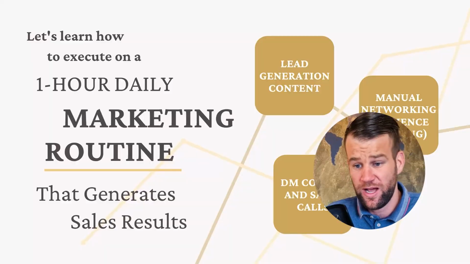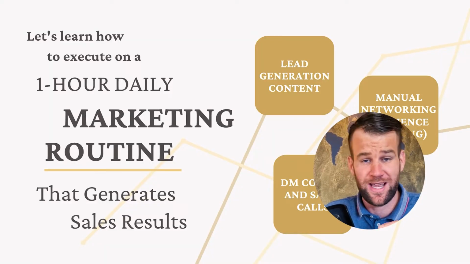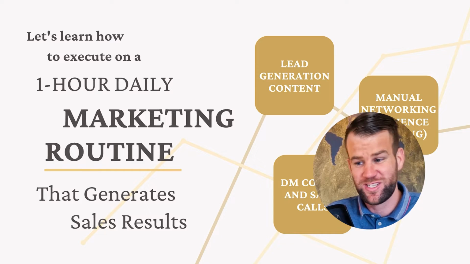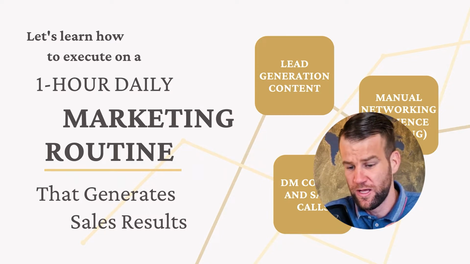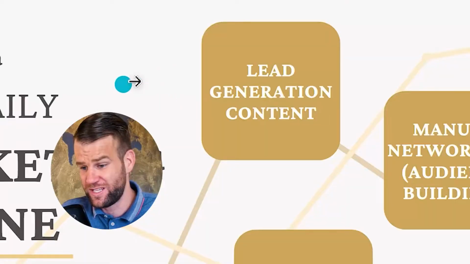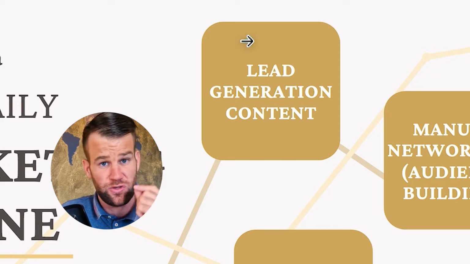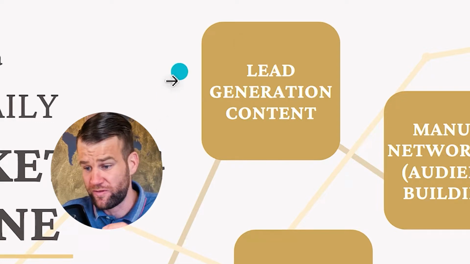Let's learn now how to execute on a 1 hour daily marketing routine that consists of 3 major elements or things that you should be doing daily to generate sales results for yourself. The first thing is you need to be creating value-driven content pieces or lead generation content pieces. 1 content piece, for example, per day.